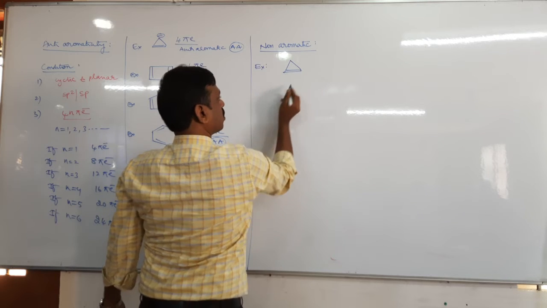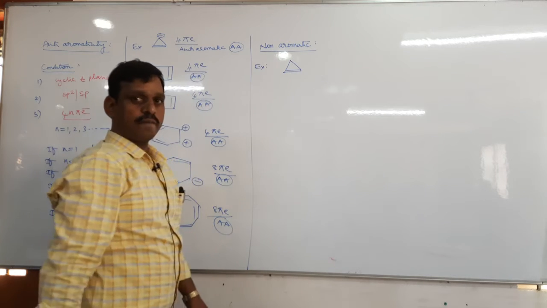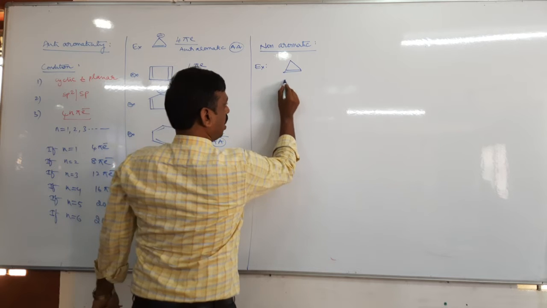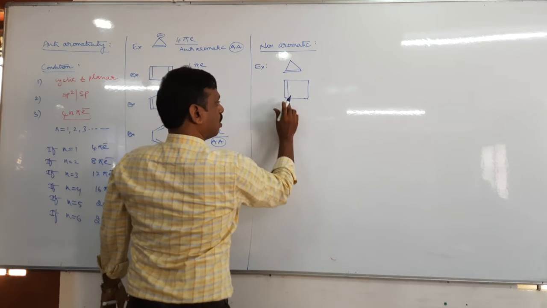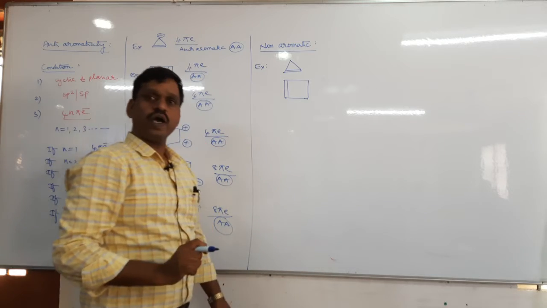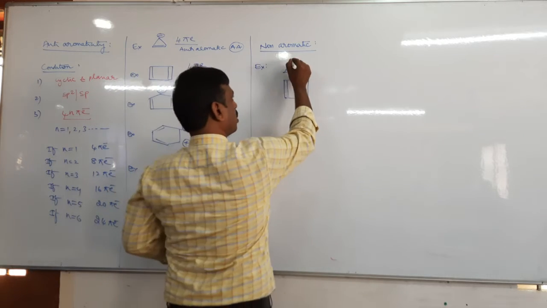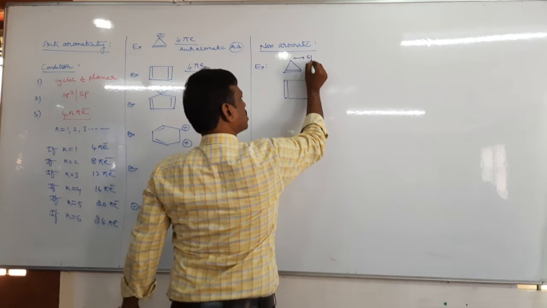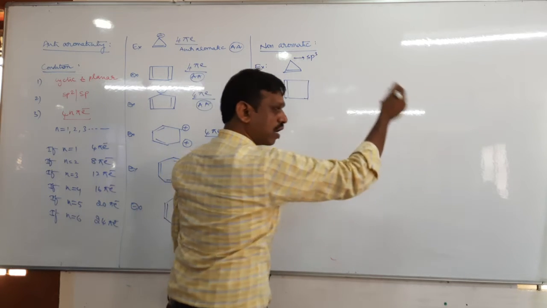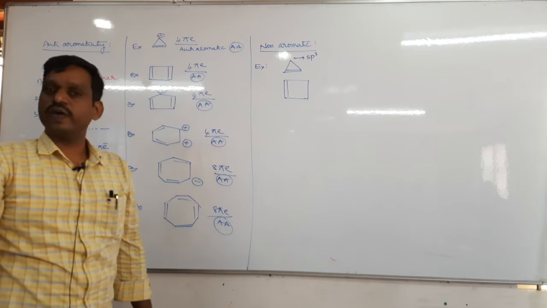let us take this. Come on, tell me, is it aromatic or anti-aromatic? Non-aromatic. First one, non-aromatic. Why? Because you see the carbon is sp3. There is one carbon with sp3, therefore it is neither aromatic nor anti-aromatic, it is non-aromatic.